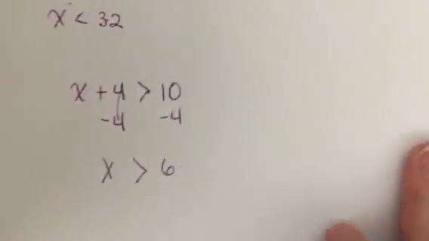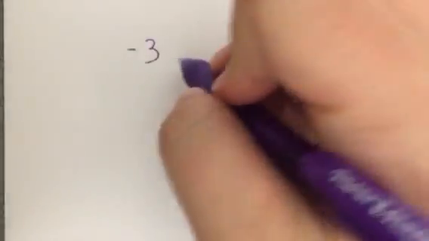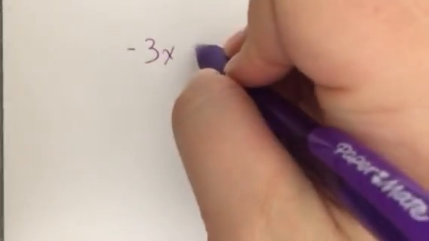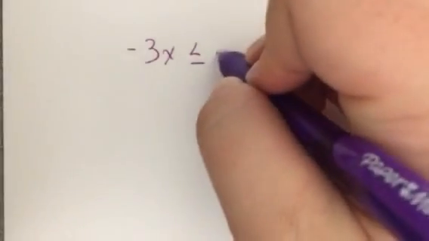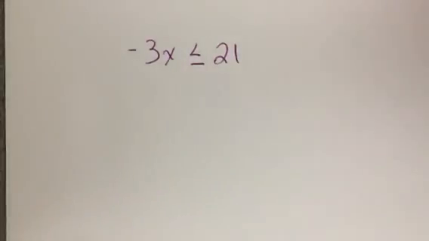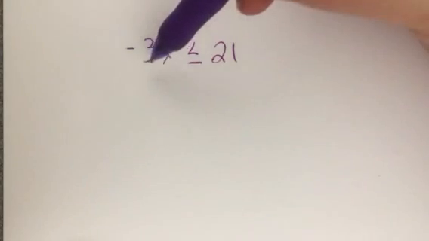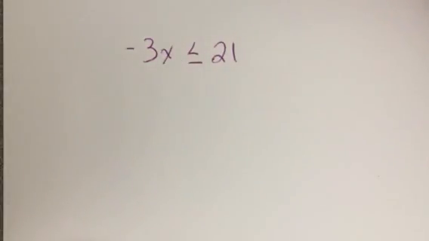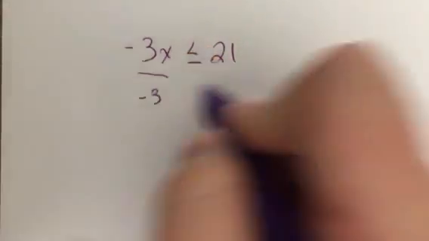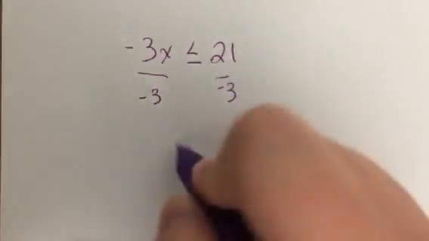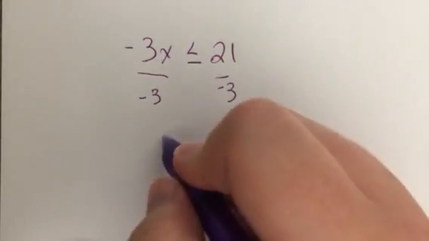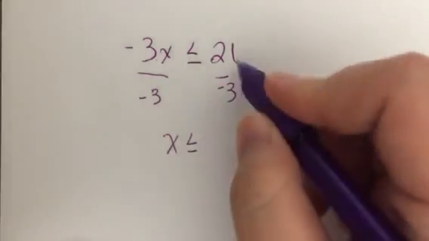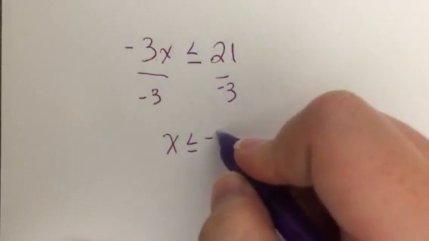All right, but let's look at one like this. Let's say you have negative 3 times x is less than or equal to 21. In order to solve this one, we've got negative 3 times x. The opposite of multiplying is to divide. Very good. So we're going to divide both sides by negative 3. Since I divide by negative 3, this gives me x. 21 divided by negative 3 is negative 7.